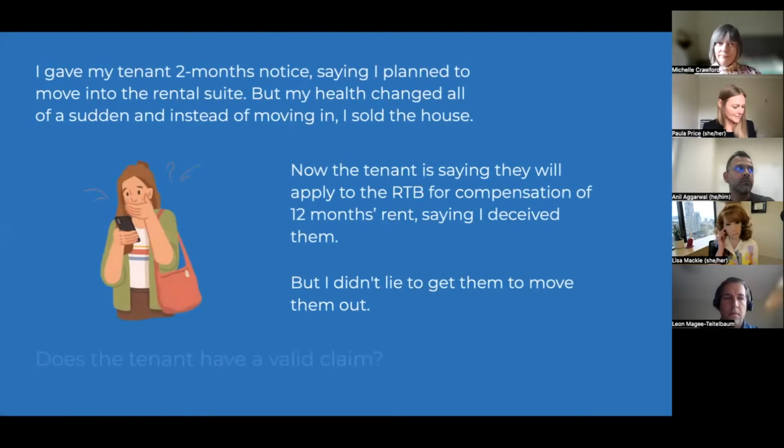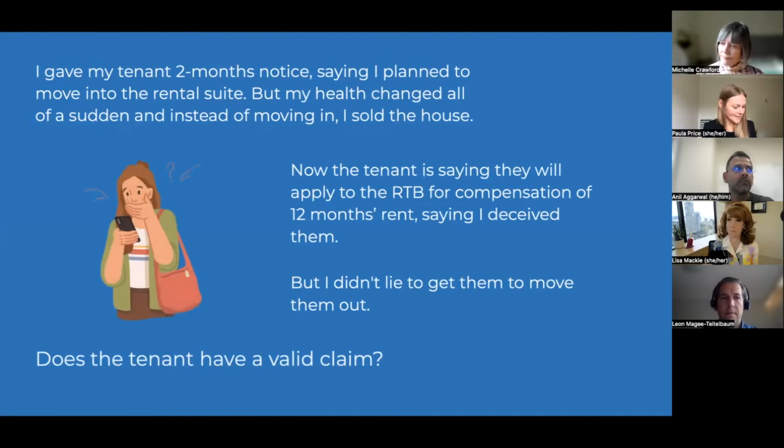And this is, I gave my tenant 2 months notice saying that I plan to move into the rental suite, but my health changed all of a sudden. And instead of moving in, I sold the house. Now the tenant is saying that they will apply to the Residential Tenancy Board for compensation of 12 months rent, saying that I deceived them, but I didn't lie to get them to move out. Does the tenant have a valid claim?